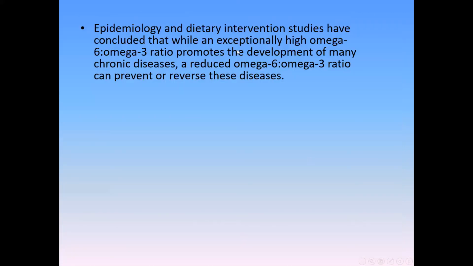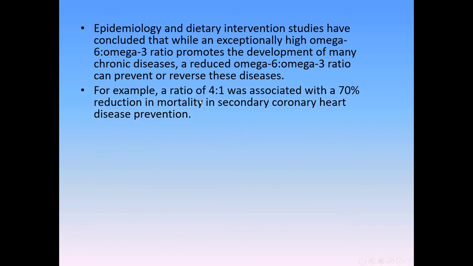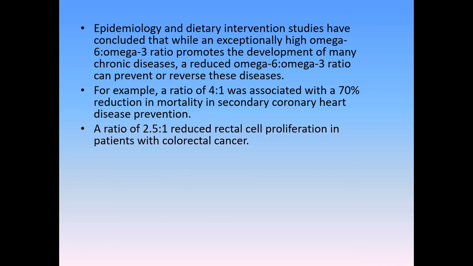So epidemiology and dietary intervention studies have concluded that an exceptionally high omega-6 to omega-3 ratio promotes the development of many chronic diseases, and a reduced omega-6 to omega-3 ratio can prevent or reverse these diseases. For example, we have a ratio of 4 to 1 in some studies, which was associated with a 70% reduction in mortality in secondary coronary heart disease prevention. So imagine if you are eating a ratio of 4:1, compared to the Western diet, which is 17:1 or 15:1, omega-6 to omega-3.